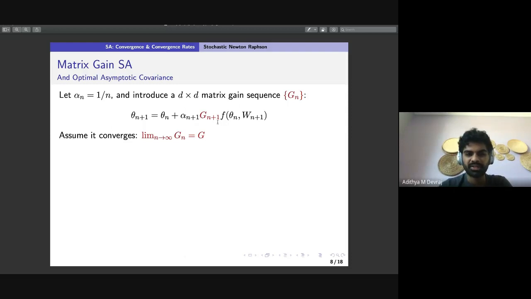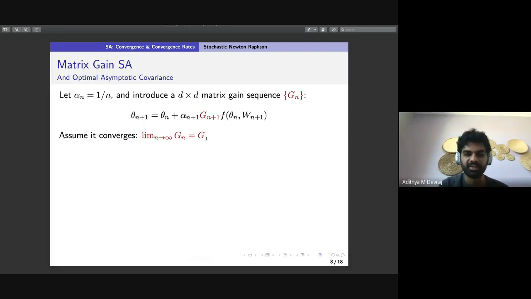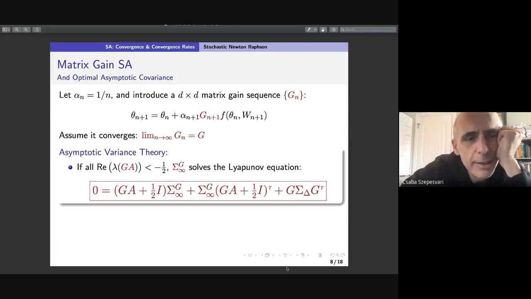Let's assume that this sequence G_n converges to some matrix G. Then this is equivalent to looking at a matrix step size algorithm where the step size is like G over n. So what the asymptotic variance theory says is that now you have to look at the eigenvalues of this matrix G times A, and you can make the same claims as before. If all the eigenvalues are strictly smaller than minus half, then the corresponding asymptotic covariance is given as a solution to this Lyapunov equation.